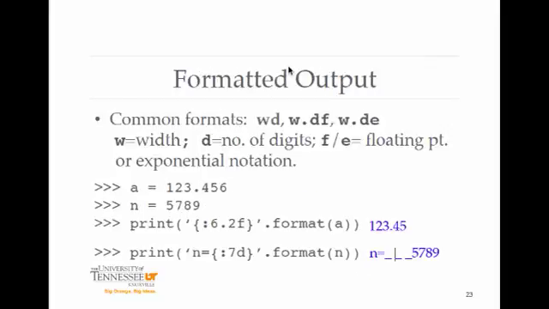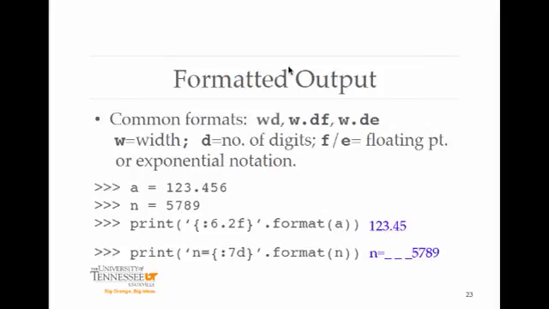You can format output in Python in somewhat similar ways to languages that you've already seen, but the syntax is a little different. Formats depend on the data type, and common formats are of the form Wd, W.df or W.de. W is the width, how many spaces you want to use. D is the number of digits, and F or E indicates floating point or exponential notation.